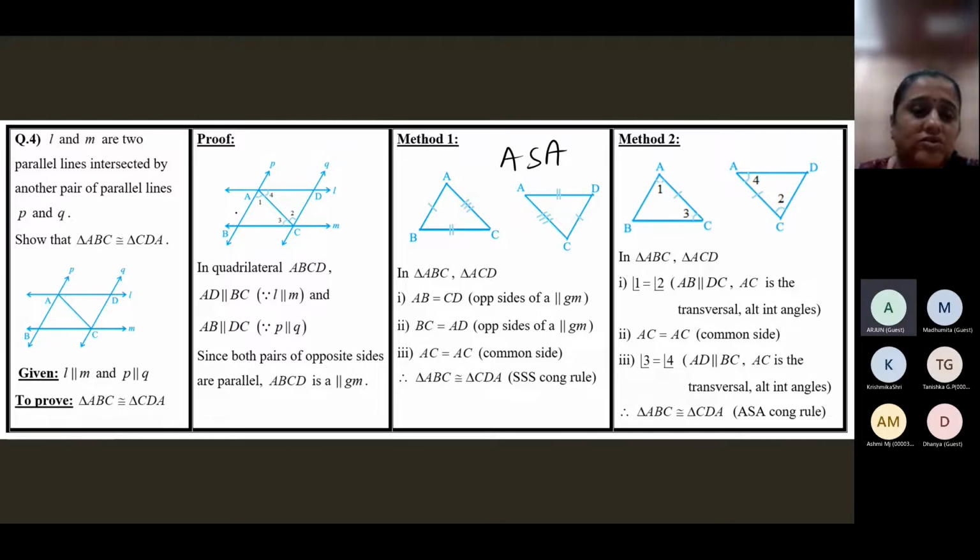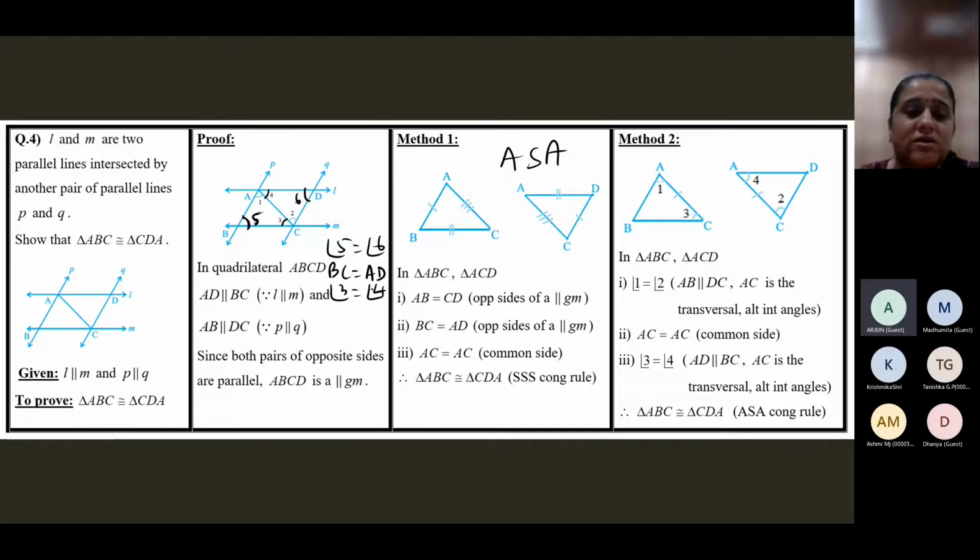ASA can be like this also, children. You can say angle 5 is equal to angle 6. Then you can say BC is equal to AD, because opposite sides of a parallelogram are equal. And then you can say angle 3 is equal to angle 4, alternate interior angles.